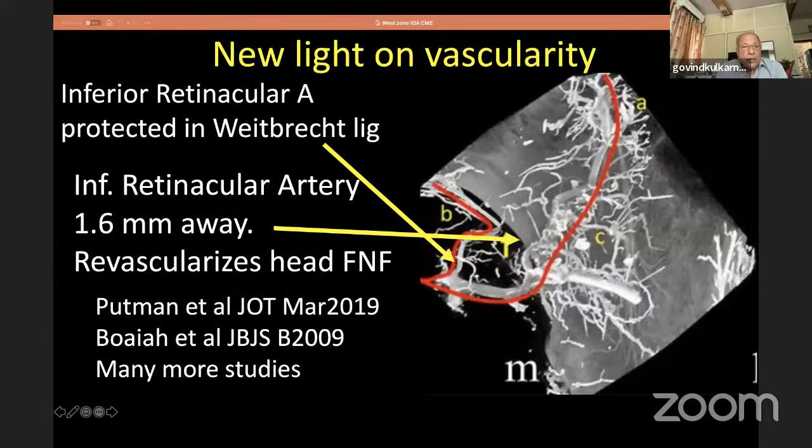New light on vascularity. The inferior retinacular artery is protected in the Weitbrecht ligament, and the inferior retinacular artery is 1.6 millimeters away from the cortex, while the other retinacular arteries, superior and posterior, are all adherent to the cortex. So it has been shown in many papers that the inferior retinacular artery revascularizes the head of the femur.